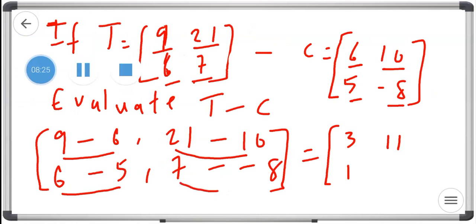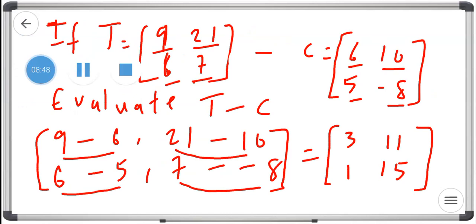Then the next one here, 7 minus 8. Now, there, minus times minus here, that is plus. So that is 7 plus 8, and that will give us 15, which is the final answer to that question. Now, let's consider another question.